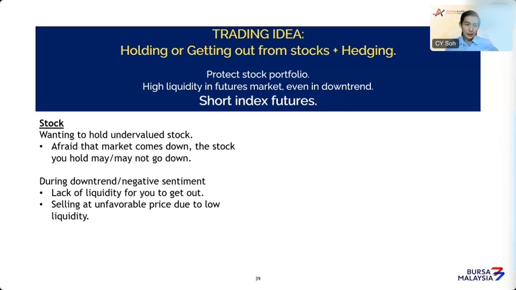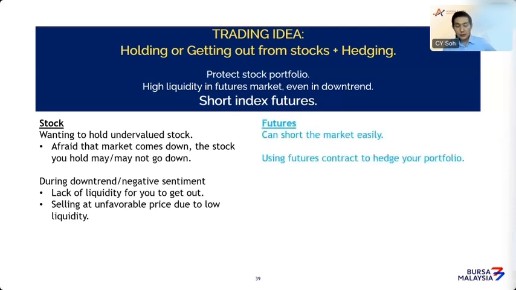especially during a downtrend or negative sentiment, like on that day, Black Monday, it was only a 1 or 2 day event, but everyone was very panicked. There is a lack of liquidity for you to get out, because during a panic situation, buyers do not want to commit themselves in the market. They can bargain more because they want to buy at a much lower price. So if you already hold stocks, it's very difficult for you to sell or get out. You can get out, but you need to sell at a very unfavorable price because of low liquidity.